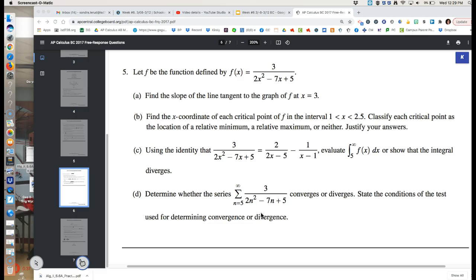What is the slope of a tangent line? Derivative. How do we take the derivative of that? Yeah, you could do quotient rule, low d high minus high d low, draw a line and square below. Or, because the top's a constant, you can write it as 3 times 2x squared minus 7x plus 5 to the negative first and chain rule it. So go do that. See if you could get those 2 points.